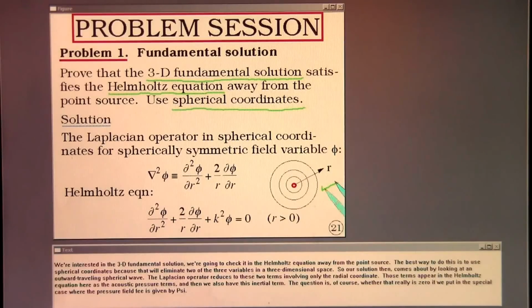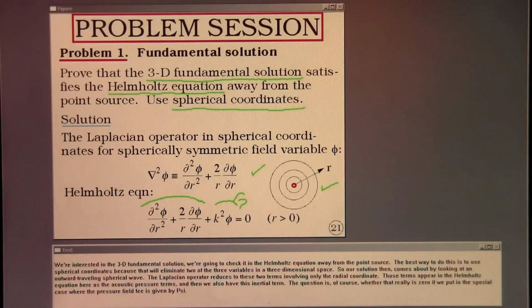The Laplacian operator reduces to these 2 terms involving only the radial coordinate. Those terms appear in the Helmholtz equation here as the acoustic pressure terms, and then we also have this inertial term. The question is, of course, whether that really is 0 if we put in the special case where the pressure field phi is given by psi.